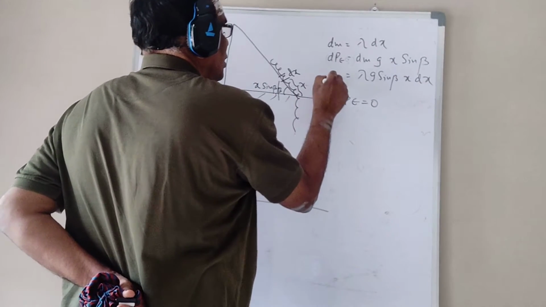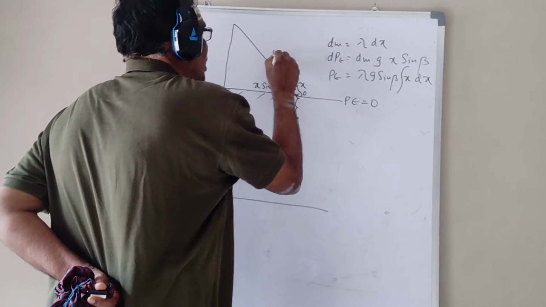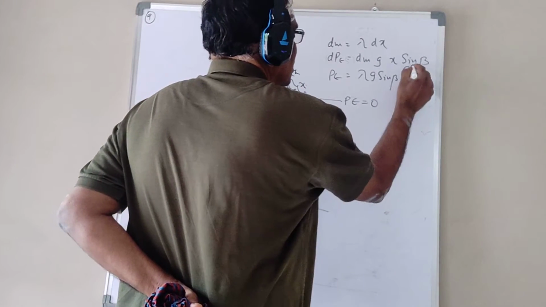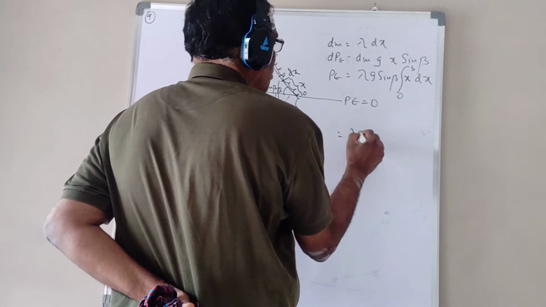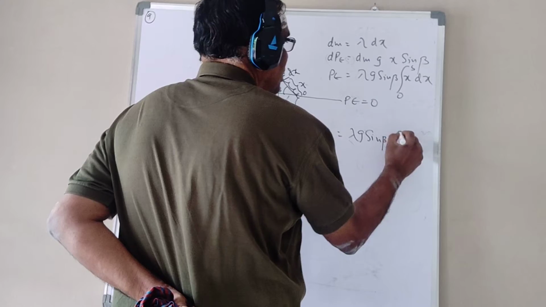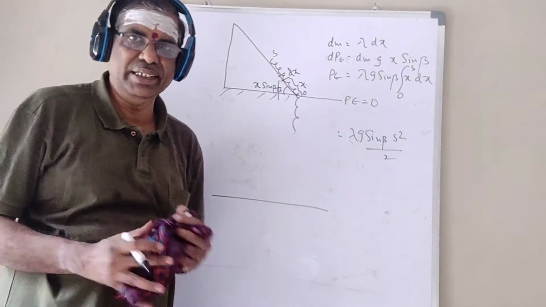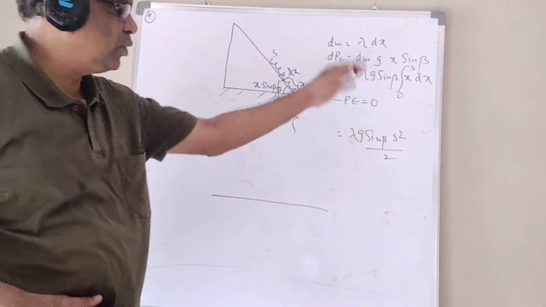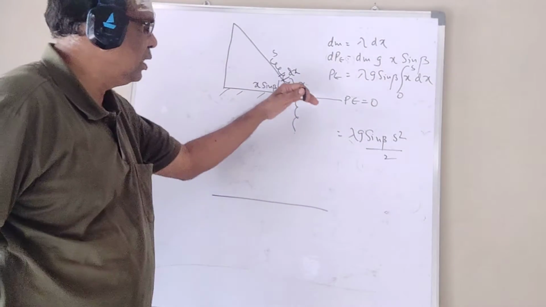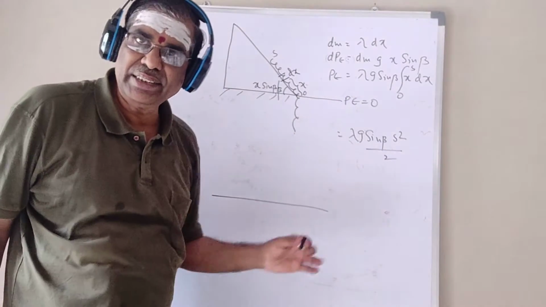x dx. Now potential energy means, if I take s, this is 0 to s. So lambda g sin beta x squared by 2, that is s squared by 2. This is how I did it. It is linear, therefore there is no issue. And anything above we took as positive, anything below we took as negative.